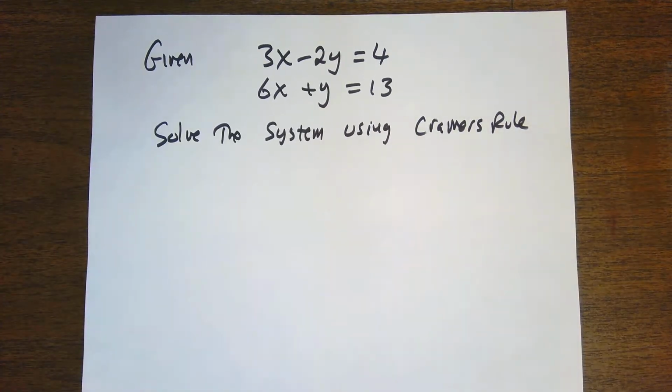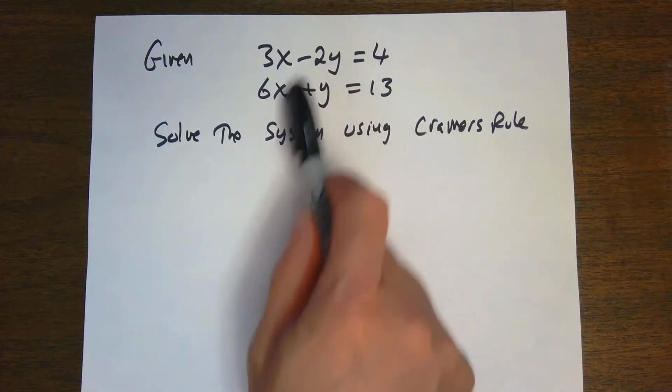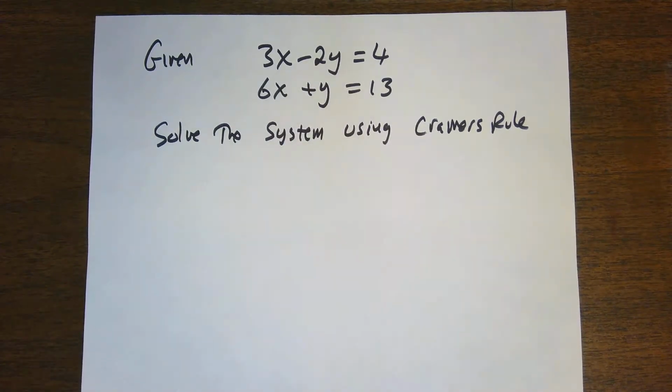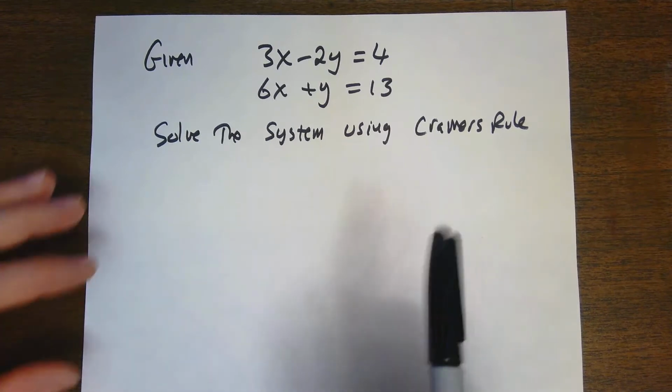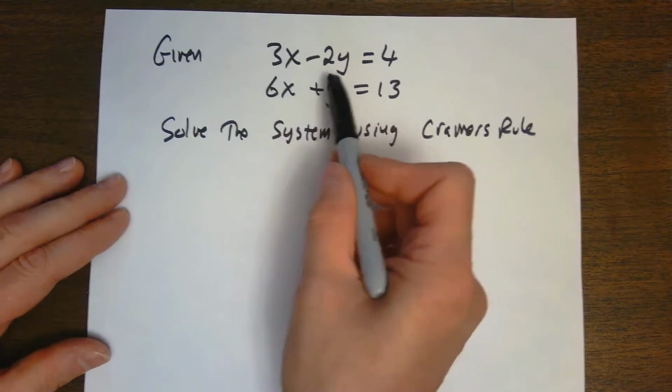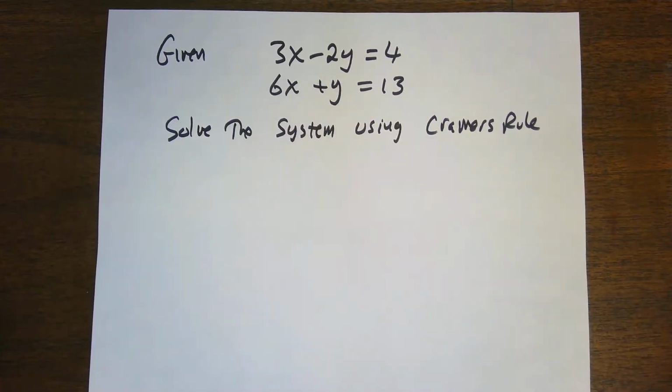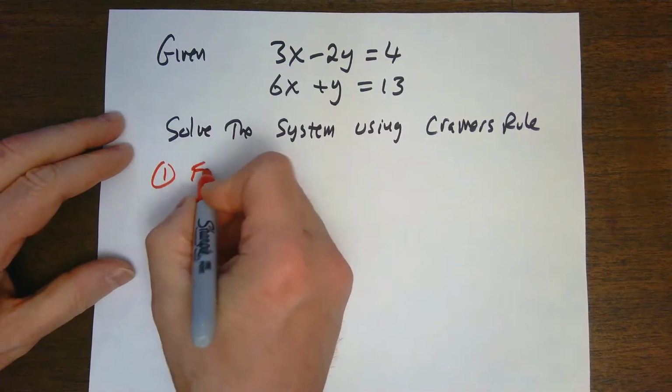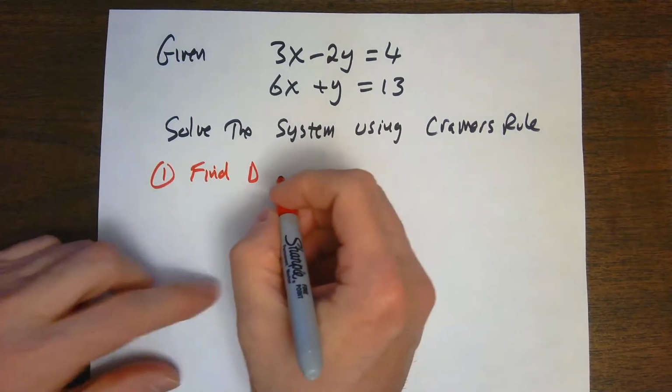Cramer, like the guy on Seinfeld, but no, not the guy on Seinfeld. Cramer was a mathematician, lived a long time ago, and he found a way of solving a system of equations using determinants. Okay, so I want to go through this example step by step, and remember, if you can find the determinant, then you can do it, because it's just a bunch of determinants.